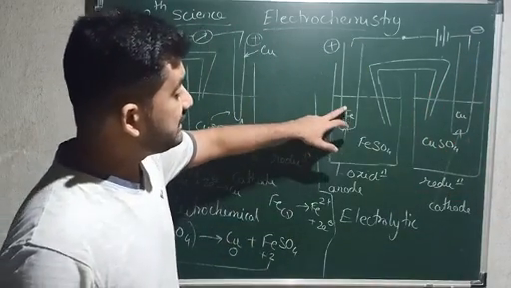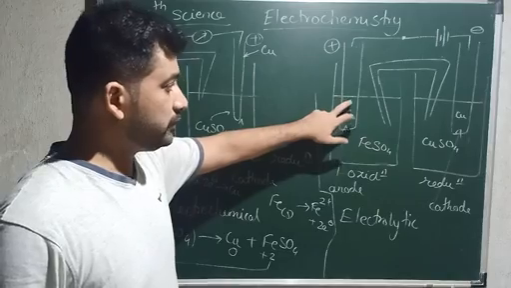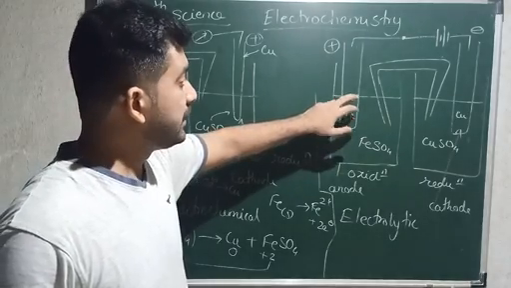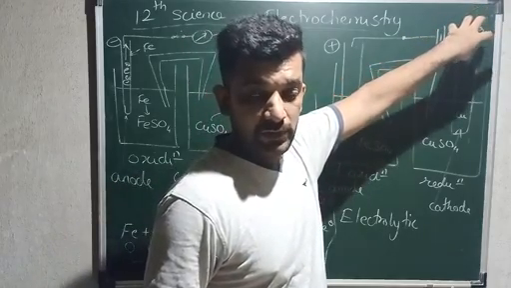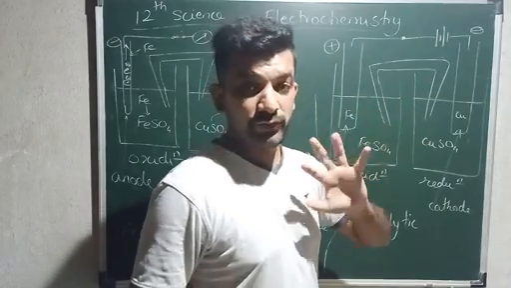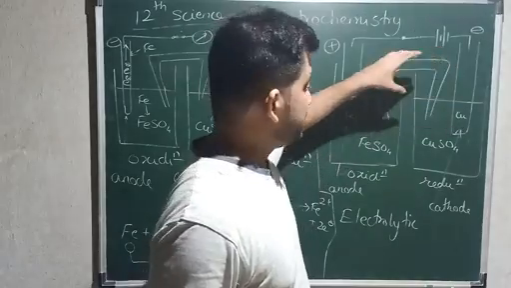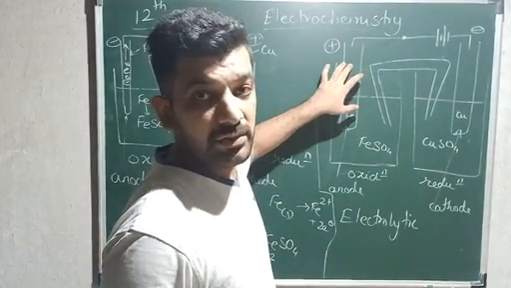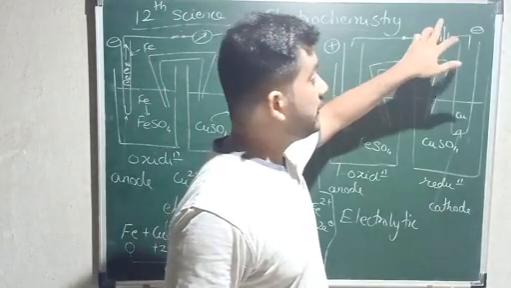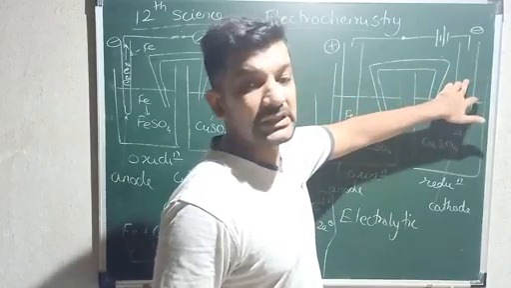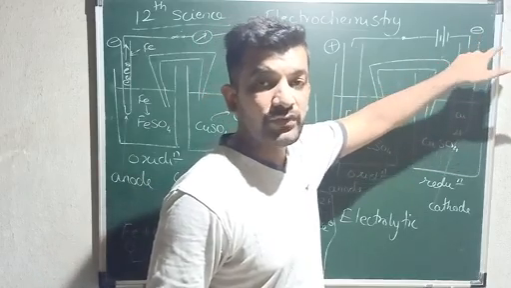Why? Because once the electrons are lost by Fe over here, those electrons are absorbed by the battery. These electrons are not freely moving. These electrons are absorbed by the battery. That's why this electrode becomes deficient of electrons. Electrons are present in the battery. Battery then donates the electrons to copper. That's why this cathode will have negative charge.